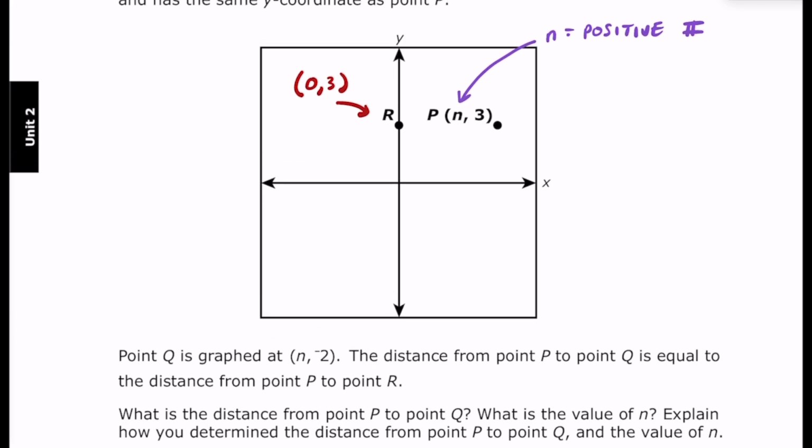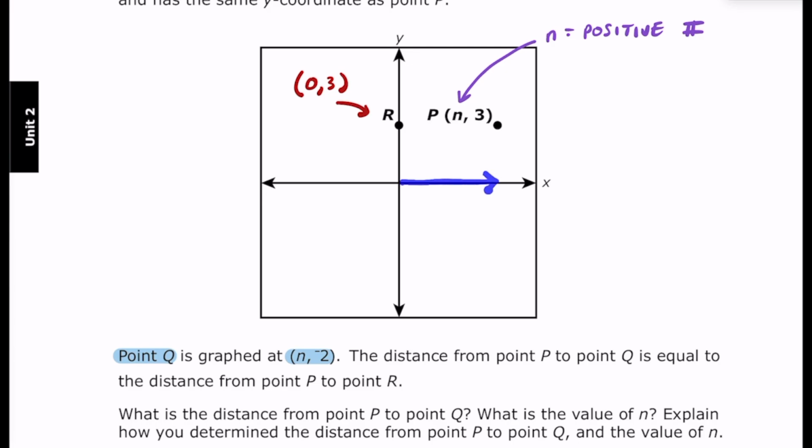All right, now they're introducing a third point here. They're saying point Q is going to be graphed at n, -2. So this n value over here, we don't know what it is, but it's something, -2. This y value is negative. So again, we don't know where P is in terms of its n value, but this is how far n is.